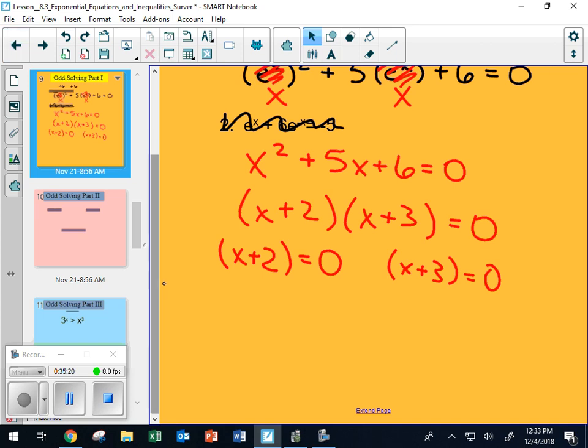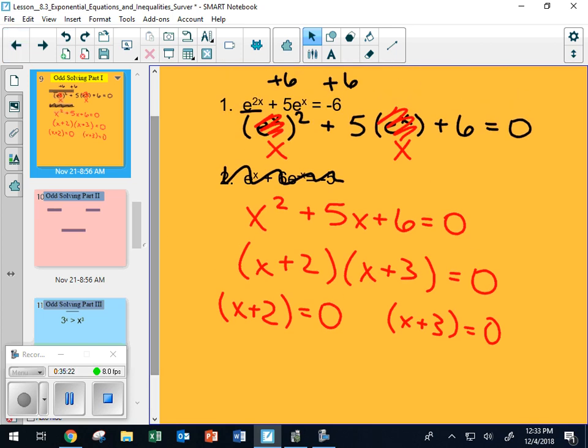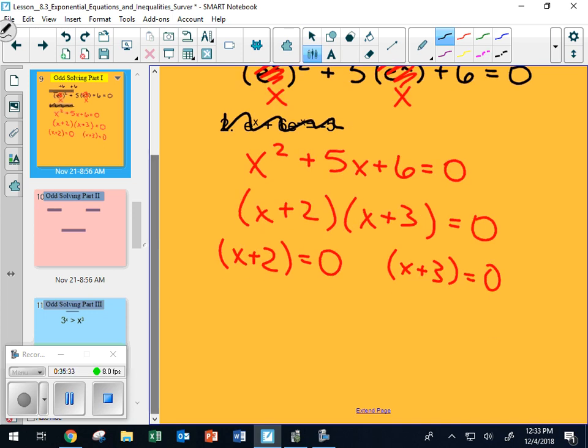Except back up here, we didn't start with x. We started with e to the x, and then we replaced it with x. So now that we've figured out a few things, let's replace it back with e to the x. Wherever I see an x, I'm going to write e to the x. And if I solve this out algebraically, that means I have e to the x is equal to negative 2, and e to the x is equal to negative 3.